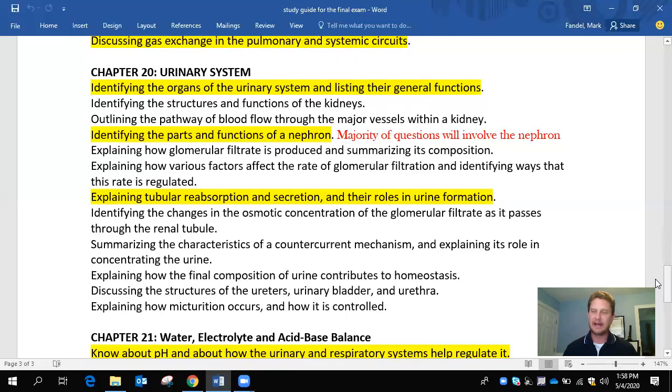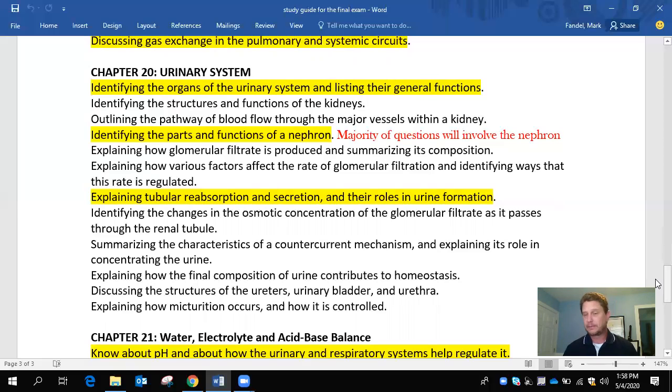And it's going to have a lot of give and take. So we're going to have things that have been filtered out that our body doesn't want to lose, and so they get reabsorbed back into the blood. That's called tubular reabsorption. Then there are things in the blood that we need to get out into the filtrate, and that's called tubular secretion.